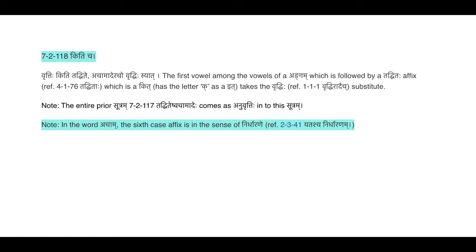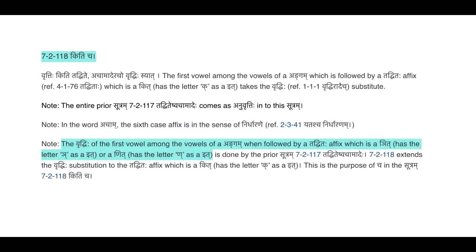And of course, adehe means in place of the first vowel among the vowels of an angam, there is a vriddhi substitution. The next note says that the vriddhi of the first vowel among the vowels of an angam, when followed by a tadita affix which is a jnit or a nit, is done by the prior sutram 7.2.117. This is what we already discussed. So 7.2.118 extends the vriddhi substitution to a tadita affix which is a kit. This is the purpose of cha in the sutram 7.2.118 kiti cha.